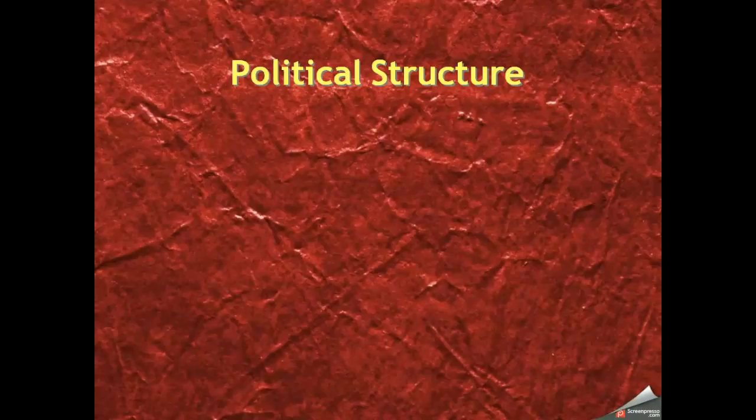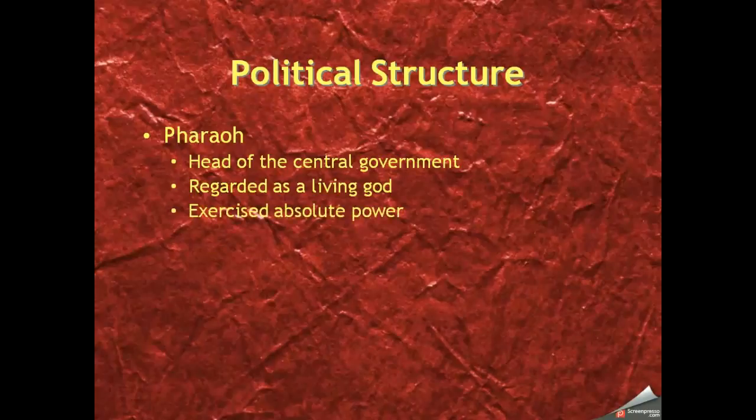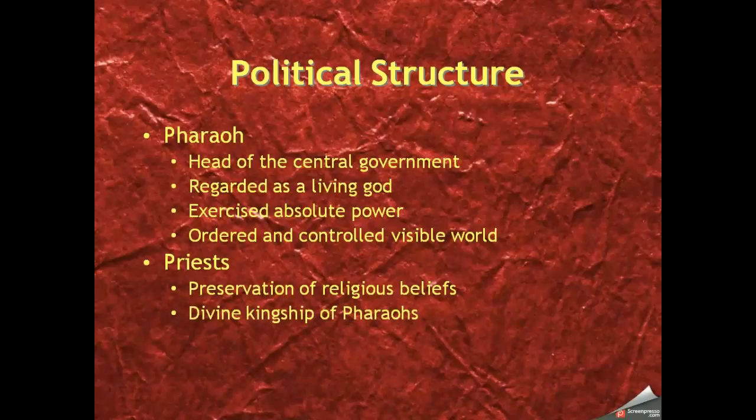The political structure of the ancient Egyptians was embodied in the pharaoh. The pharaoh was the head of the central government. He was regarded as a living god, and as such exercised total and complete absolute power. He was said to order and control all of the visible world. Remember that there's no separation of church and state, so the priests held not only religious power, but political power in that they preserved the religious beliefs and the divine kinship of the pharaohs.